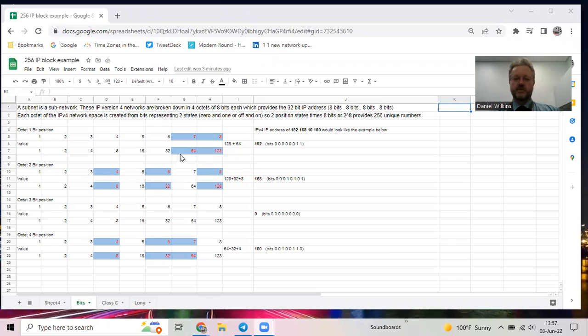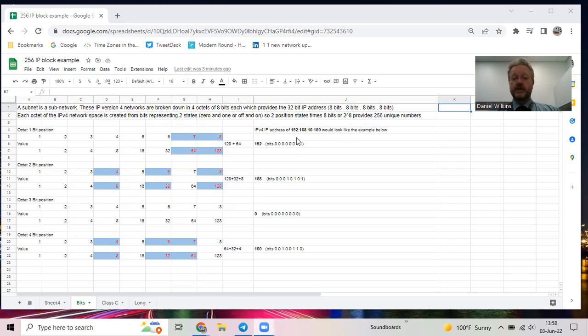Each of these values, when you add them together, gives you the total combinations of the 2 states, so you have an on and an off. If the bit is on, you get the value. If the bit is off, you get 0. So the calculation is 2 to the 8th, which gives you 256 unique numbers.